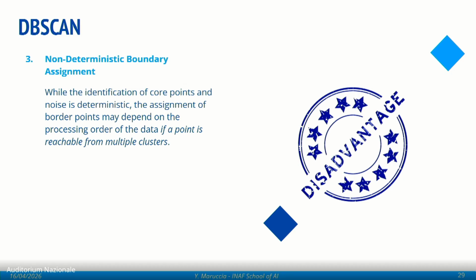The non-deterministic boundary assignment. So while the identification of the core points and noise is deterministic, the assignment of the border points may depend on the processing order of the data. For example, if a point is reachable from multiple clusters, it could be a problem.